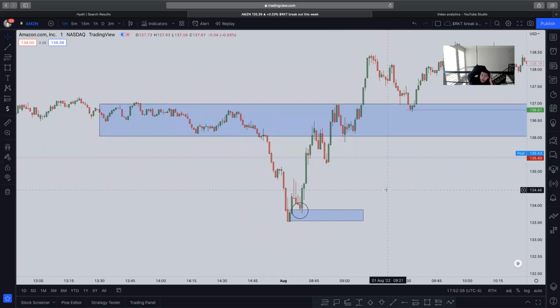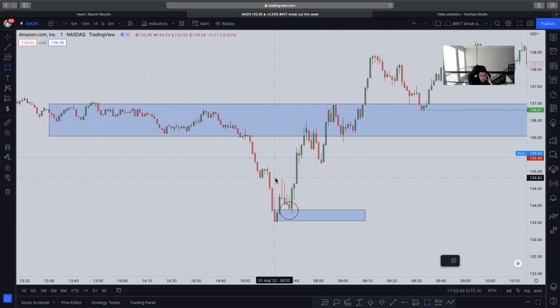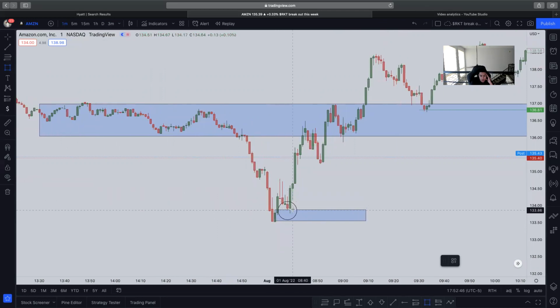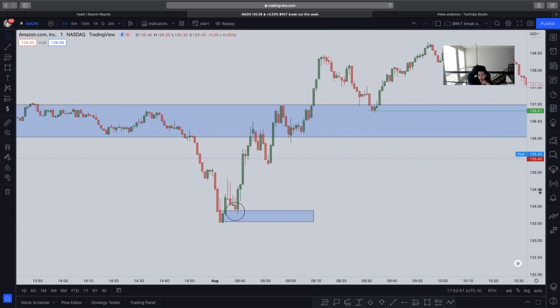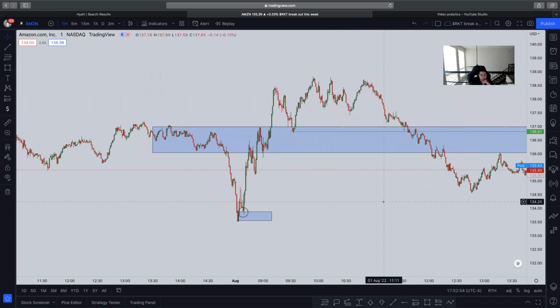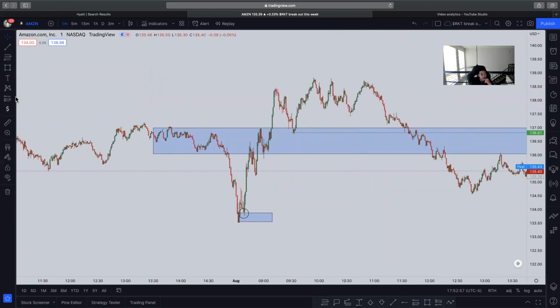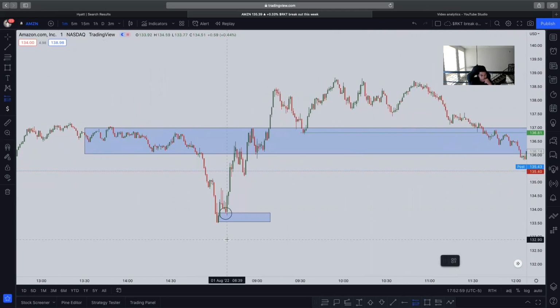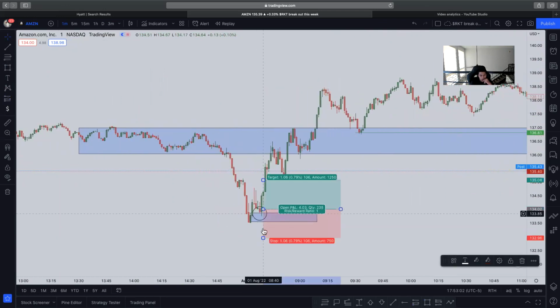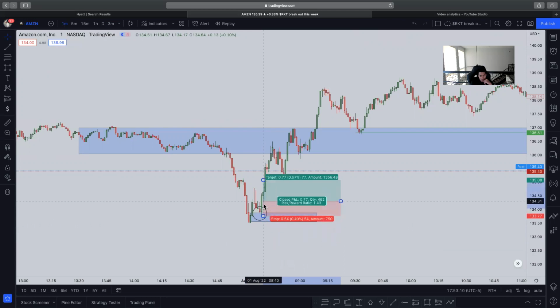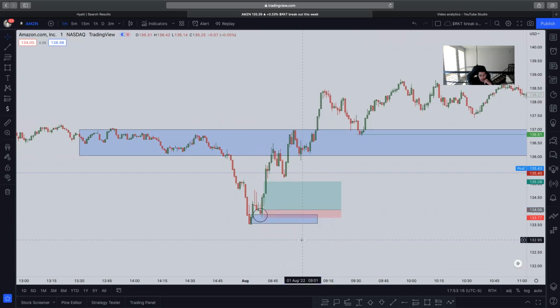Just demand bounces and supply rejects is pretty much what I like to trade. So yeah, I played this move down right here, and on this move up, I ended up catching that as well. I didn't mention that in the last video, but yeah. So on this trade right here, entry, it wasn't the low of this candle because that low was my stop loss. It was somewhere within this candle. I believe it was about here, halfway, just about.